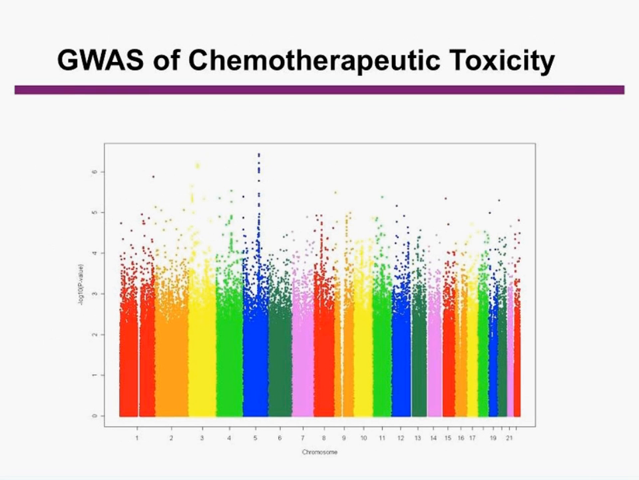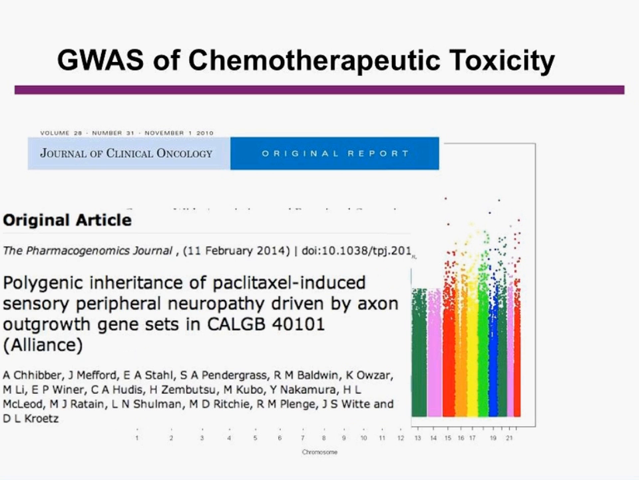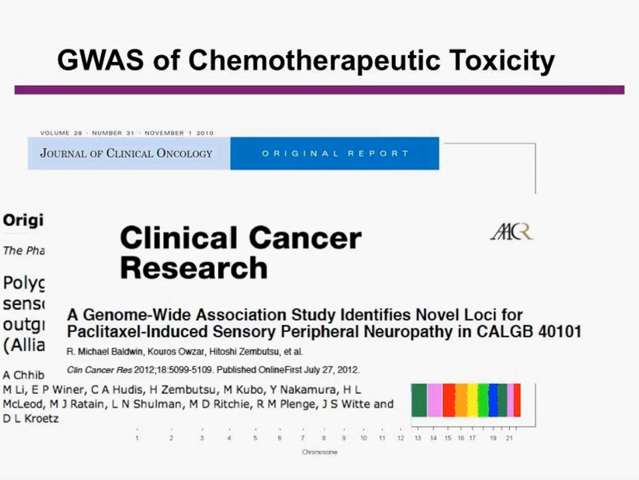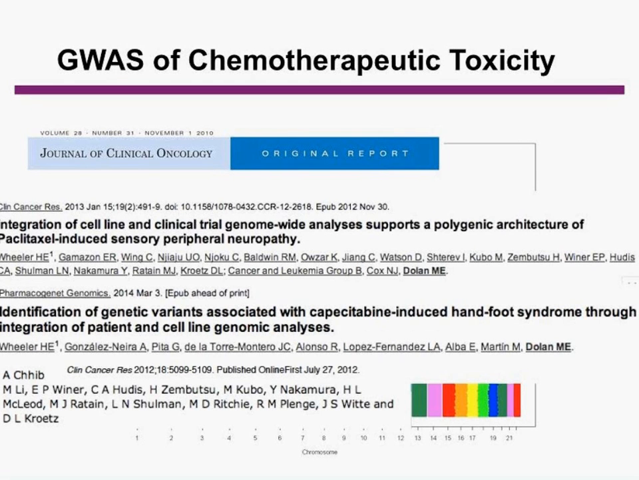So this is just an example of a clinical genome-wide association study, and there have been a number of studies done by groups around the country, including the Mayo Clinic with Dick Weinshilboum and Jim Ingle, who have looked at genetic variants that are associated with musculoskeletal adverse events in women that receive aromatase inhibitors. Deanna Kroetz has led an effort in looking at neuropathy using large cooperative group trials and evaluating the polygenic inheritance of paclitaxel-induced peripheral neuropathy. Our group has also contributed by integrating cell line models with these genome-wide association studies that are done in clinic in patients and identified and prioritized SNPs.